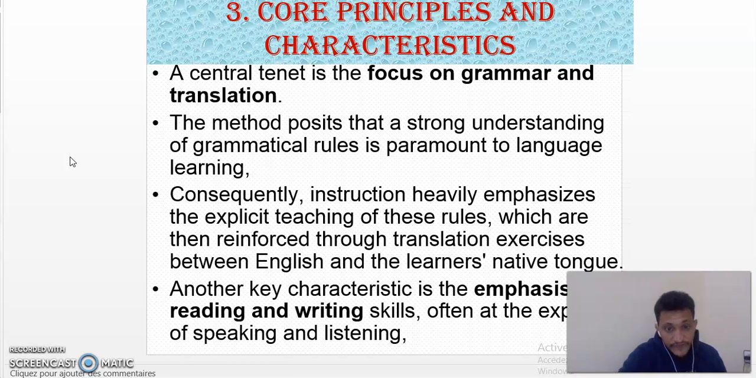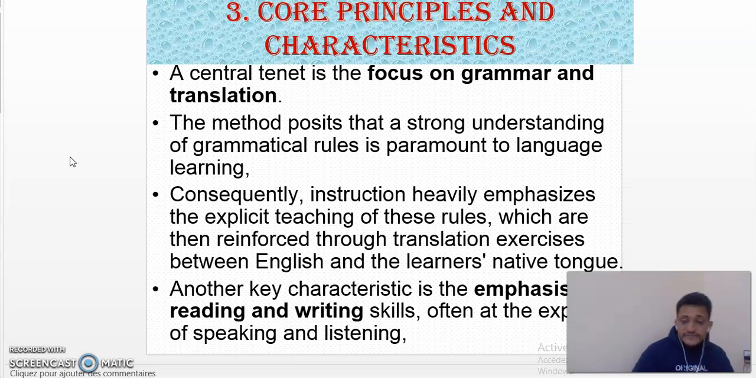Consequently, instruction heavily emphasizes the explicit teaching of these rules. So we teach these rules explicitly, not implicitly, using a didactic approach, which are then reinforced through translation exercises between English and the learner's native language. So how are these rules reinforced? Using translation exercises between English and the learner's native language.